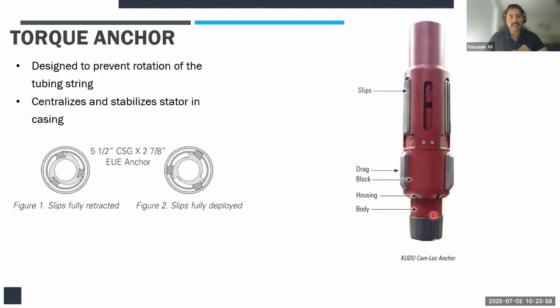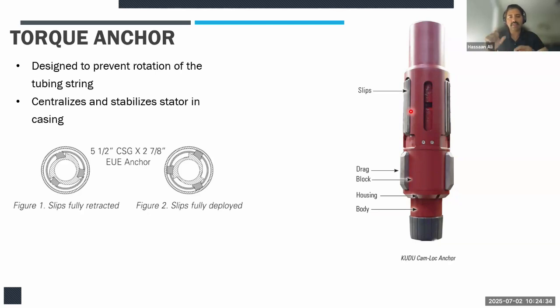So torque anchor is another of this. This goes at the very bottom of your PCP stator, and the torque anchor actually has two things. The one which I'm showing you over here can actually perform two functions. Number one, it has slips. These slips have teeth. If you can imagine right over here, they have teeth. These teeth are made up of material which is really strong, carburized steel. And what it does is that it prevents the rotation of the PCP in either direction, right?